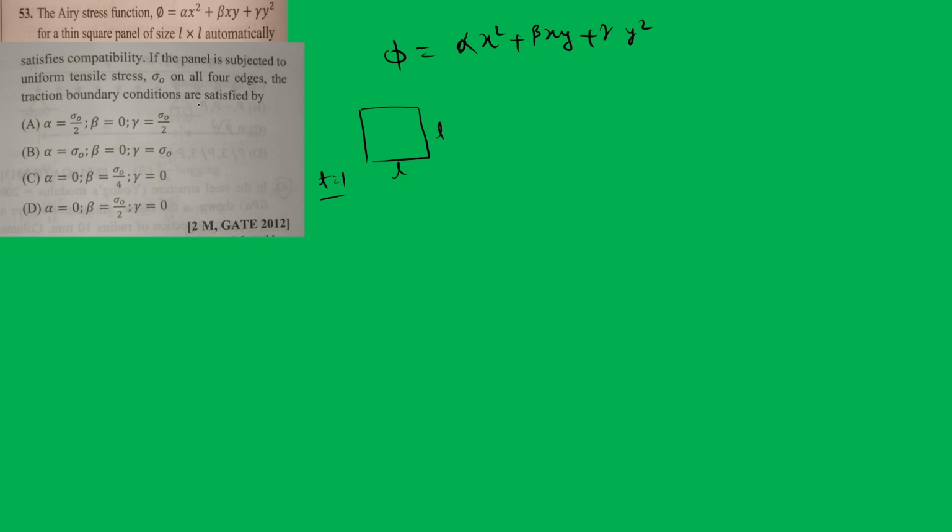Let us assume the panel is subject to uniform tensile stress on all four edges. So tensile stress means this one, sigma naught and sigma naught. Okay, the traction boundary conditions are satisfied. So they are asking you the boundary condition again. So sigma x is equal to dou square phi by dou y square, and this is equal to sigma naught. Sigma x is sigma naught, right? So sigma naught should be the function of y square as well.